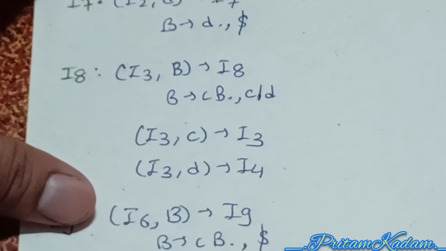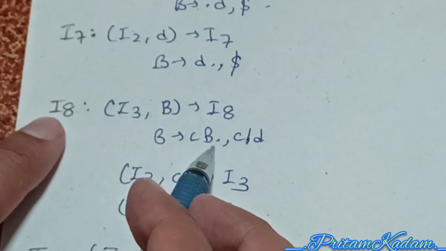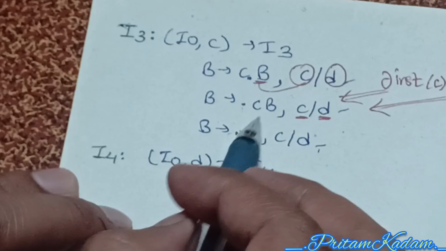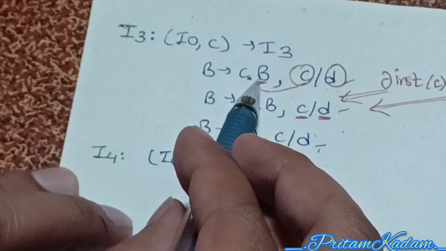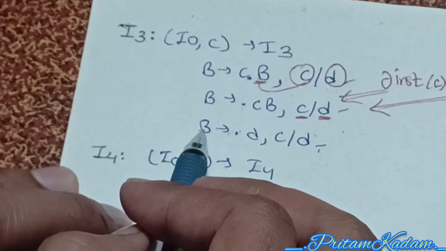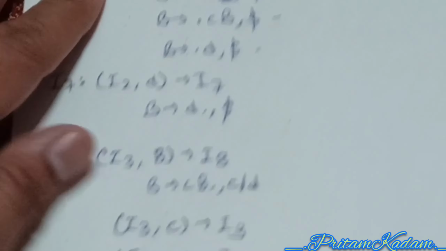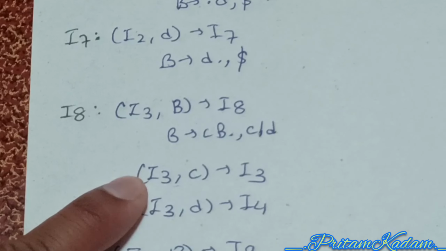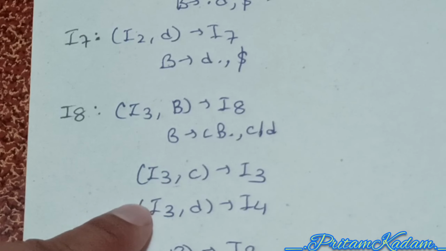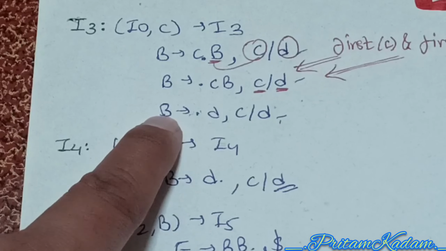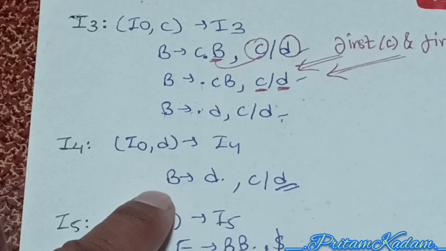Now on I3, on passing B in the I3 state, I get the I8 state, that is B gives CB dot with the look ahead C slash D. On passing C in the I3 state, I will get the same state, that is B gives C dot B, and then afterwards I have to write the productions of B as well, that is these two, and then with the same look ahead. So I will get the same state, so I will just write it as I3 on C goes to I3 state only, and I3 on D goes to I4 because B gives D dot with the look ahead C slash D is same in the I4 state.